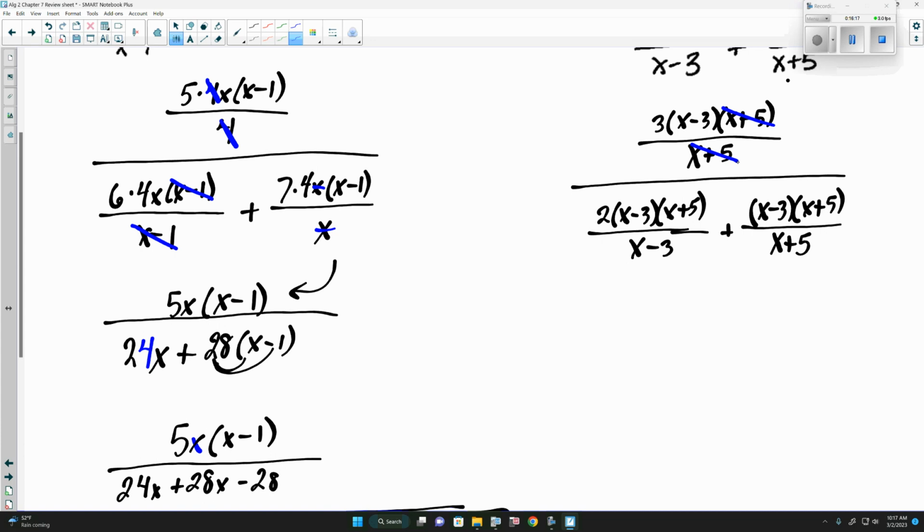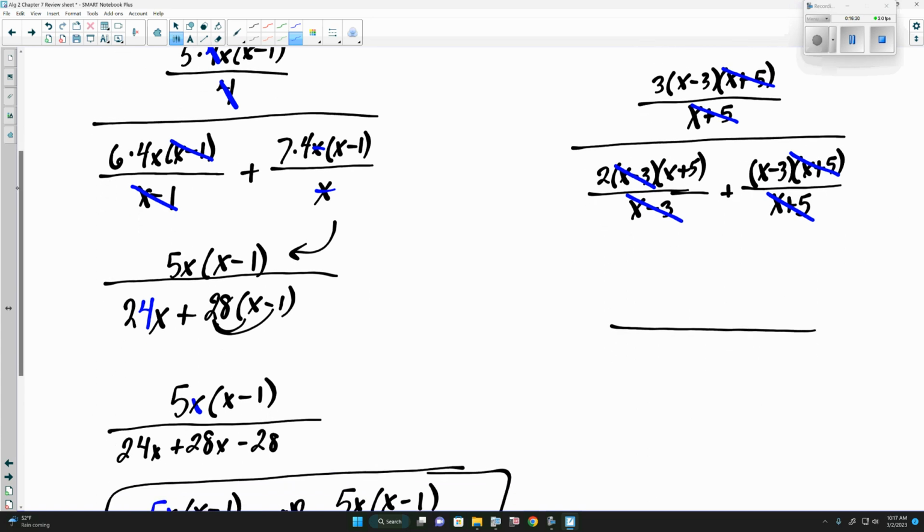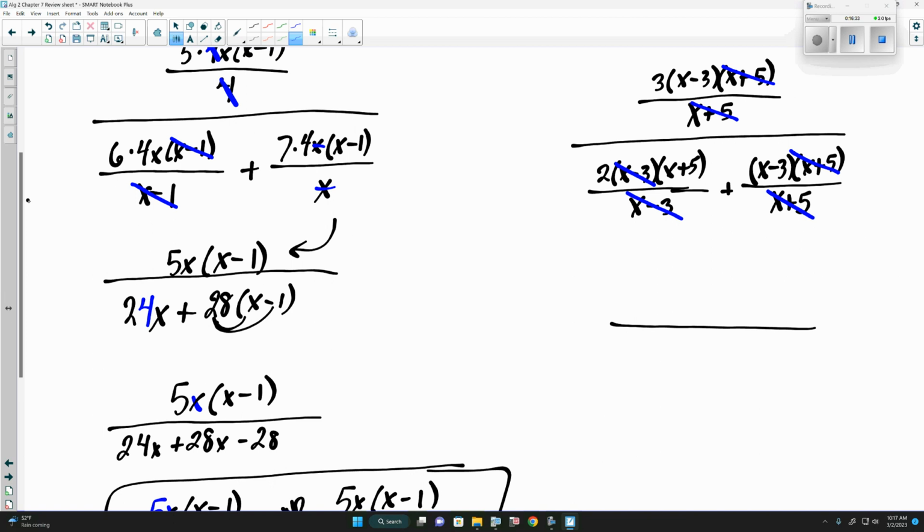But in the numerator, our x plus 5 and x plus 5 cancel. And in one of the fractions in the denominators, the x minus 3's cancel, and in the other, the x plus 5's cancel. So what that leaves us with in the top of the fraction is 3 times x minus 3. The denominator is 2 times x plus 5 plus x minus 3. Any questions on this here?